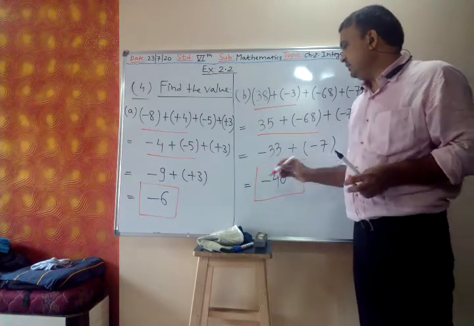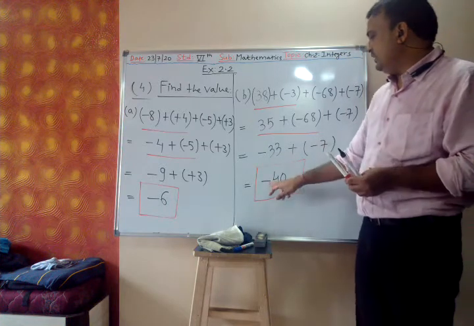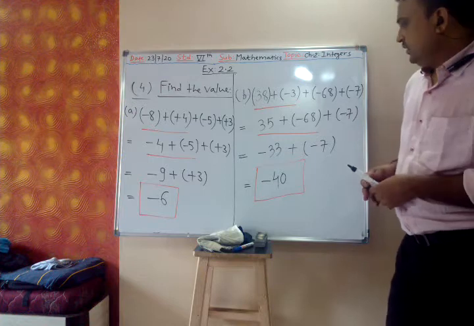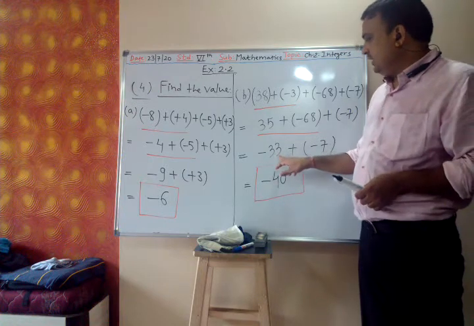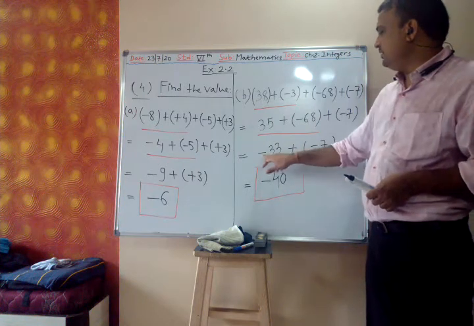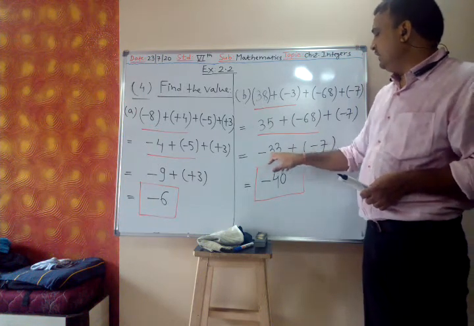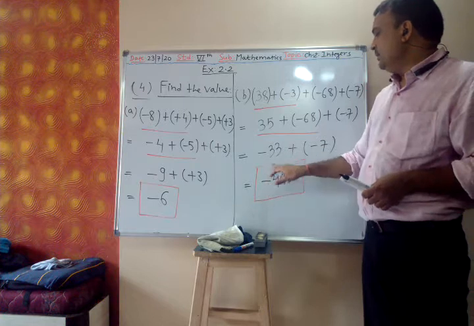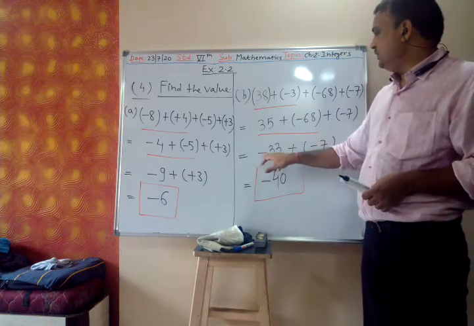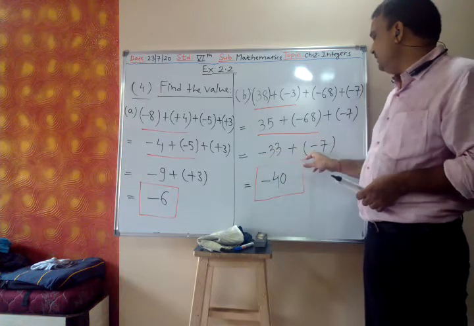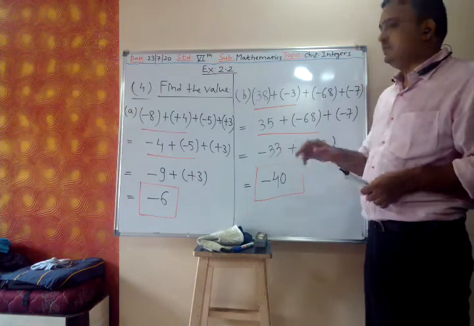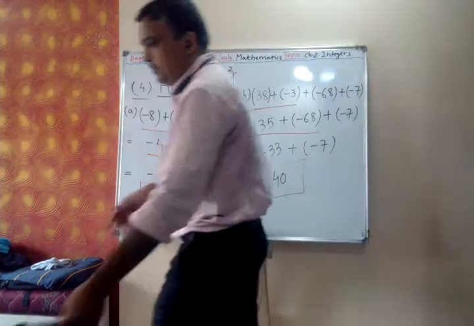Answer is minus 40. You can take the common sign minus, then inside you write 33 plus 7. Because what is sign of 33? Minus. What is sign of 7? Minus. Same sign. I will take the common sign as minus and add the numbers. 33 plus 7 is 40. So answer is minus 40.